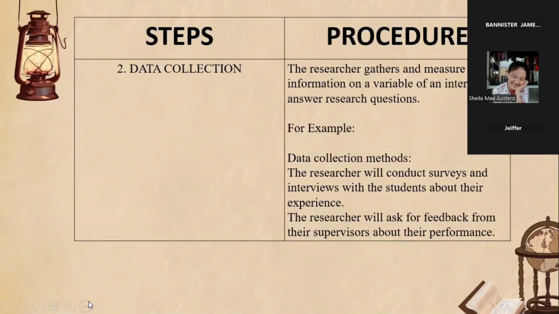Step 2. Data collection. Procedure. The researcher gathers and measures information on a variable of interest to answer research questions. For example, data collection methods: the researcher will conduct surveys and interviews with the students about their experience. The researcher will ask for feedback from their supervisors about their performance.